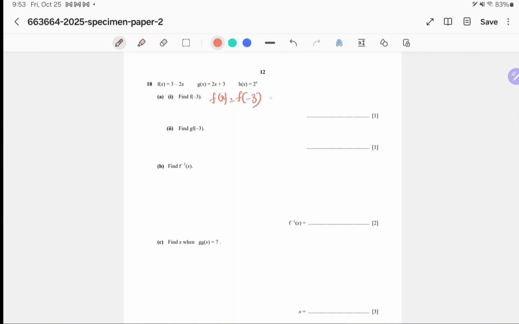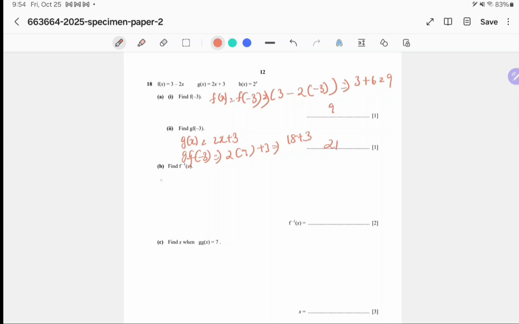So f of minus 3, in the x you are substituting minus 3. So it is equal to 3 minus 2 into minus 3 whole bracket. So 3 minus of minus becomes plus 6. So it is equal to 9. Next part, find g of f of minus 3. Okay, f of minus 3 we have calculated as 9. Now we will substitute in the g equation. g of x equation is 2x plus 3. Now we are substituting g of f of minus 3, so it is 9. 2 into 9 plus 3, it is 18 plus 3, it is 21.